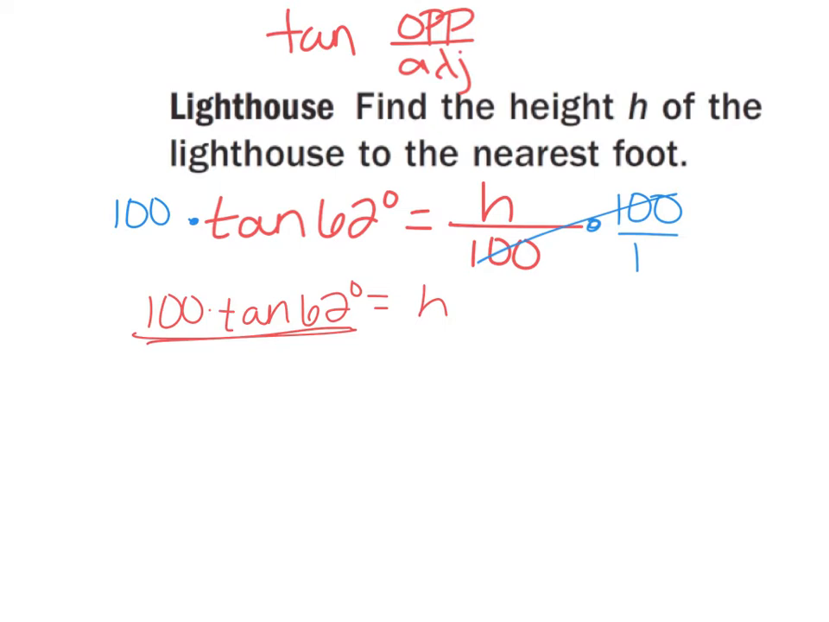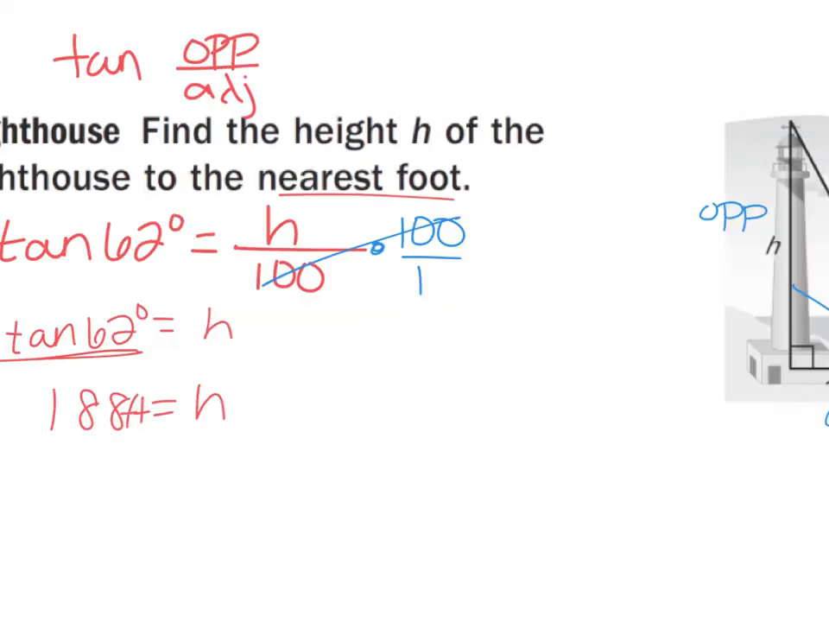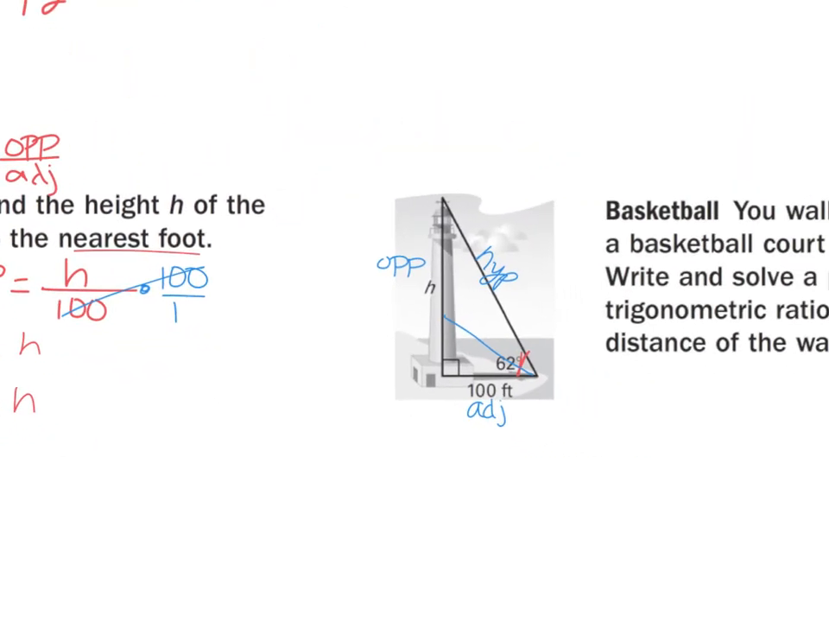And if I'm going fast, pause your video and actually type it in your calculator. And it says round to the nearest foot, so that's whole number. So it looks like 188 feet is our answer. Okay, is that realistic that that's 188 feet? Yeah, it is, right?